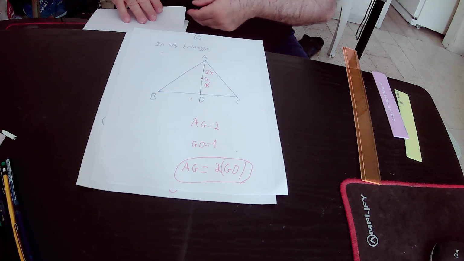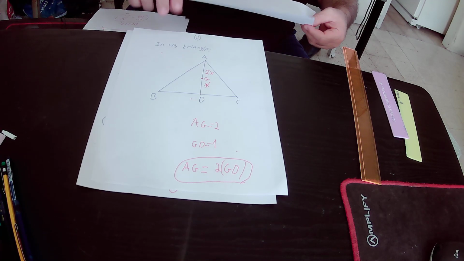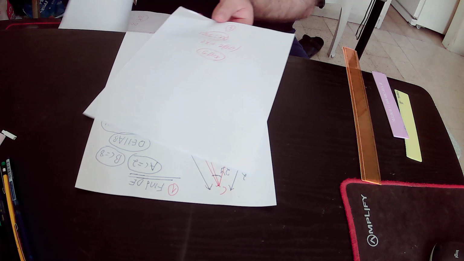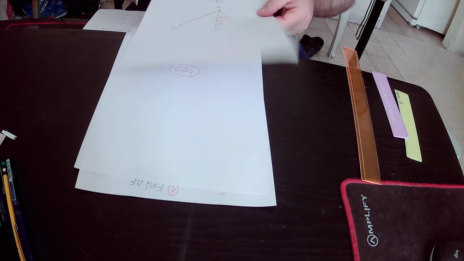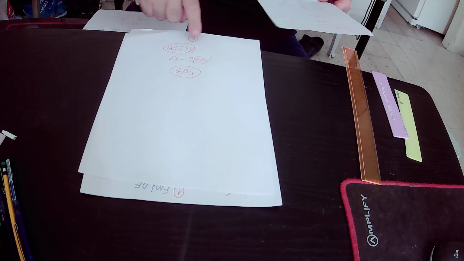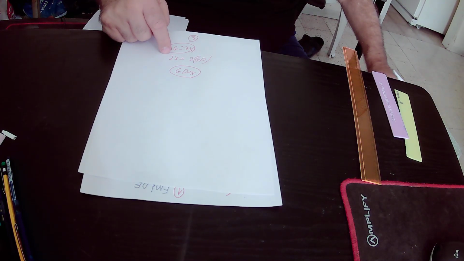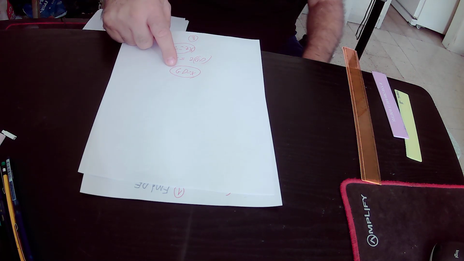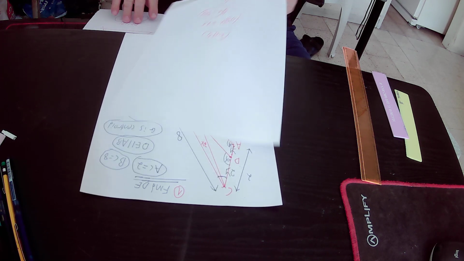Okay? And if we define AG as 2x, then we substitute AG in this equality by 2x, and we'll get that 2x equals 2 times GD. So we divide this equality by 2, and we'll get that GD equals x. So we found out that if AG equals 2x, then GD equals x.